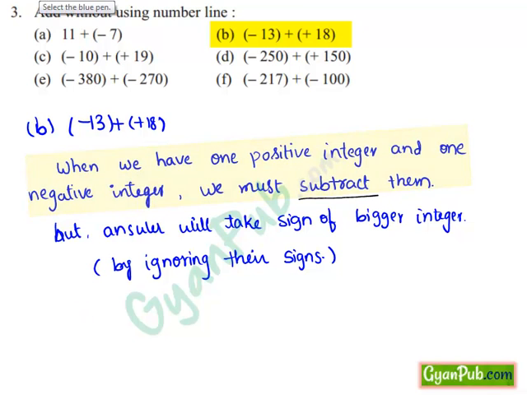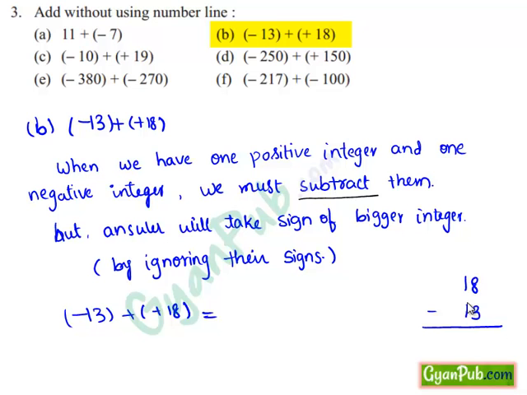To add minus 13 to plus 18, we should subtract them. 18, 13. By subtracting 13 from 18, we get 5. But this 5 takes the sign of the bigger integer. By eliminating minus and plus before 13 and 18, we compare 18 and 13. Between these two, 18 is the bigger integer. So 5 takes the sign of the bigger integer, which is plus. So minus 13 plus 18 is plus 5.